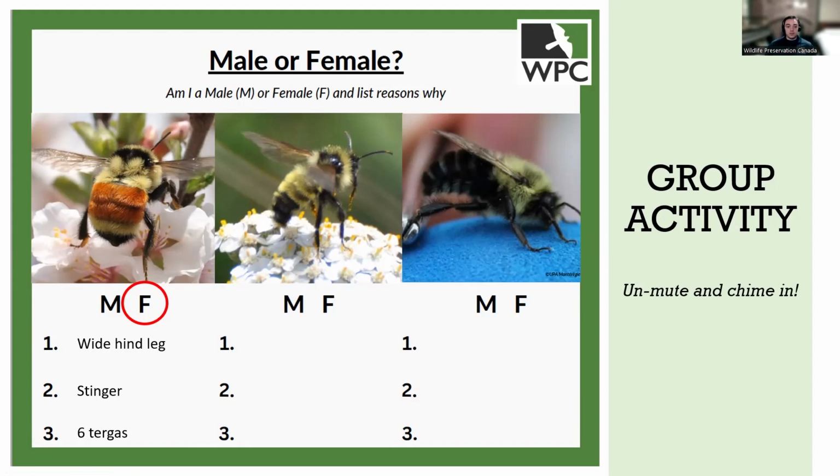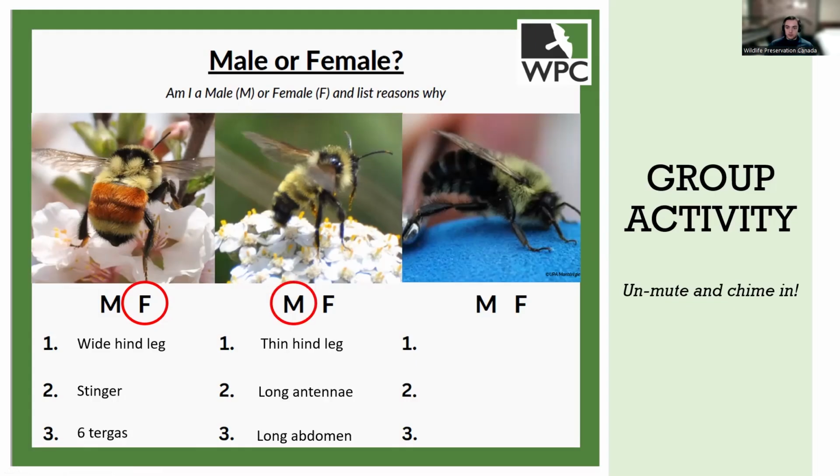Those segments are scientifically known as tergites or tergas. I've just been calling them segments, so that's why the extra word there, tergas, that's what that means. But again, if you were to look at this and look at that hind leg, that will tell you immediately that it's a female bee. Again, counting the abdominal segments will tell you that it's a female bee.